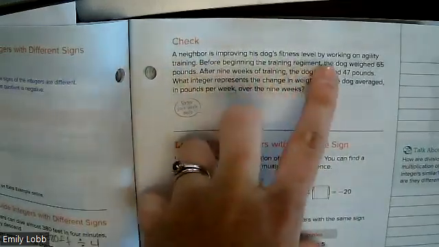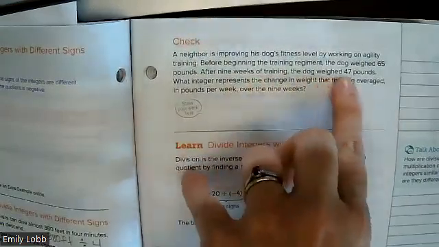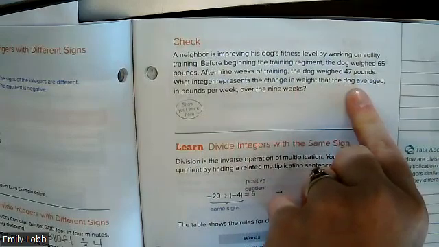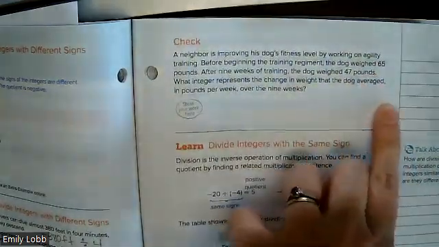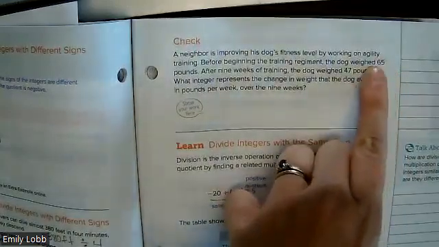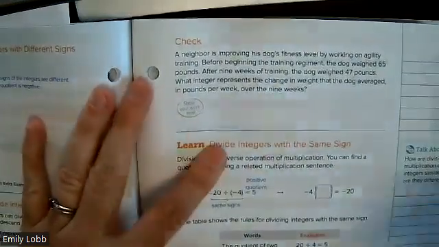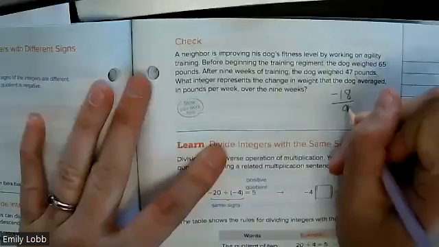Before beginning the training regimen, the dog weighed 65 pounds. After 9 weeks of training, 47 pounds. So how much did they lose altogether? They lost how much? Like 18 pounds? Minus 18 divided by 9.